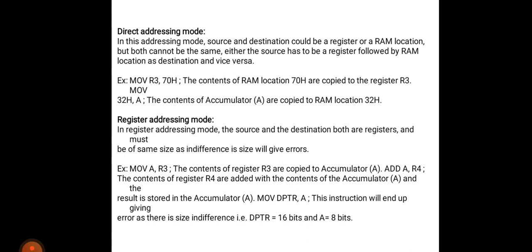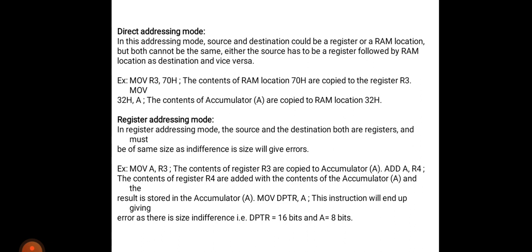We will take an example. For example, MOV R3, 70H means the contents of RAM location 70H are copied to the register R3. Next one is MOV 32H, A, which means the contents of accumulator A are copied to RAM location 32H.